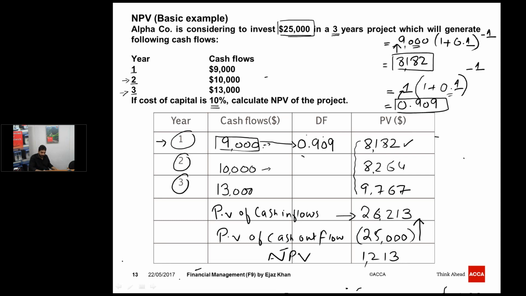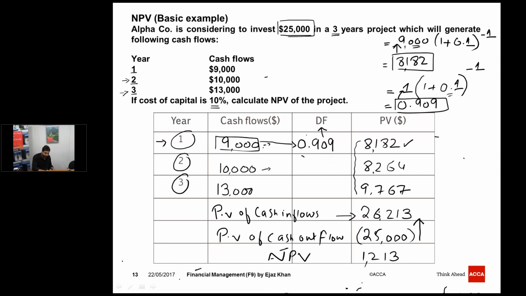This $0.909 is called the discount factor. That is, the present value of $1 will be called the discount factor. So the present value of $1 after year one at 10% rate of interest will be $0.909.